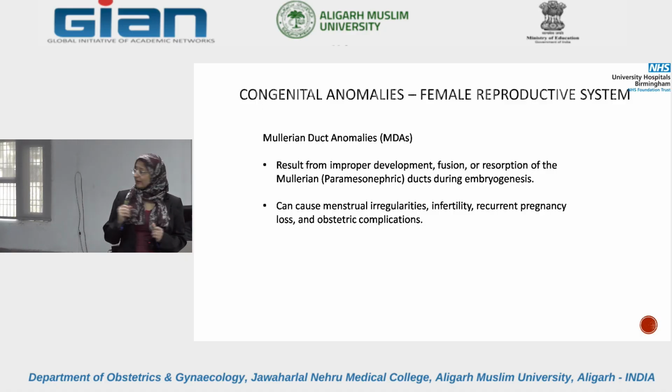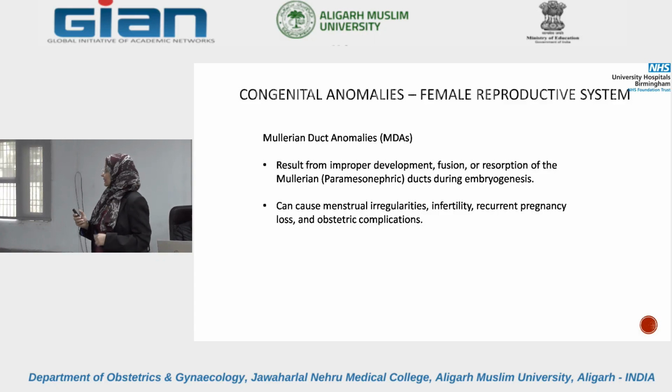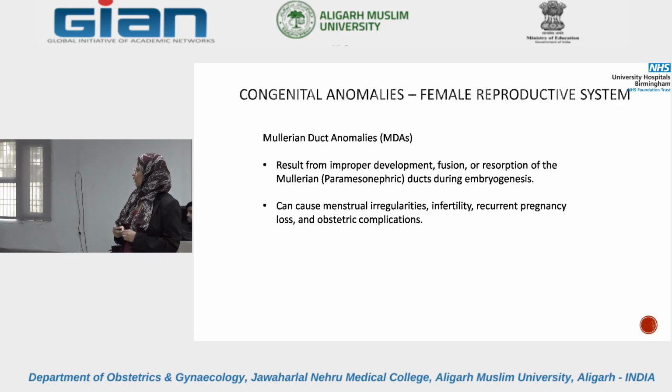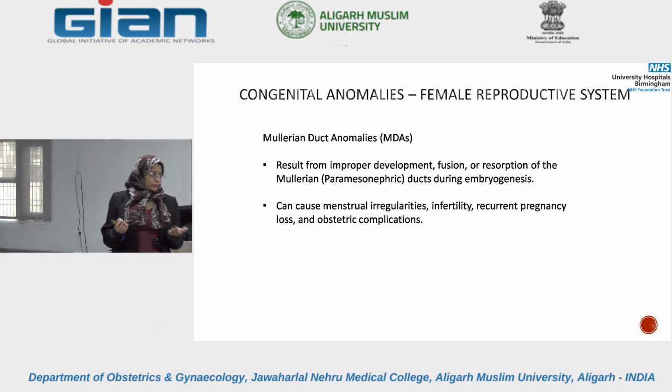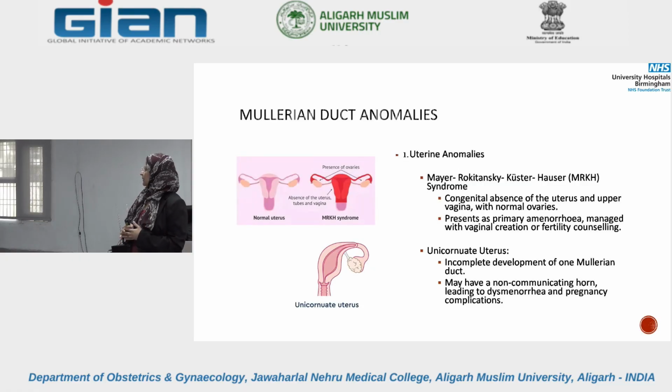Okay, so maybe you all might have encountered some of these anomalies, but this is quite serious stuff going on. So what could be these anomalies? Uterine anomaly, we are talking about MRKH syndrome, where there is no uterus and there is no upper vagina. What a disaster for a female, yeah? So she has no uterus, she has no upper vagina, but she has normal ovaries.